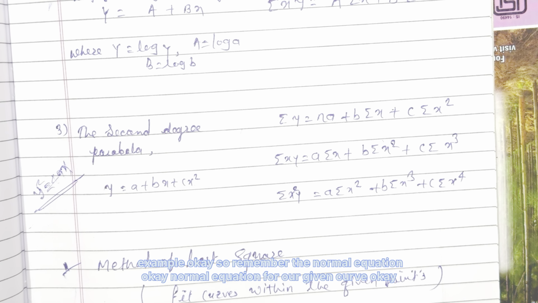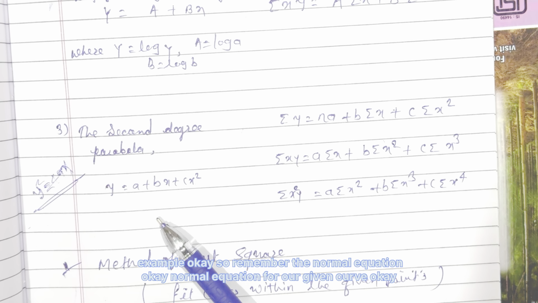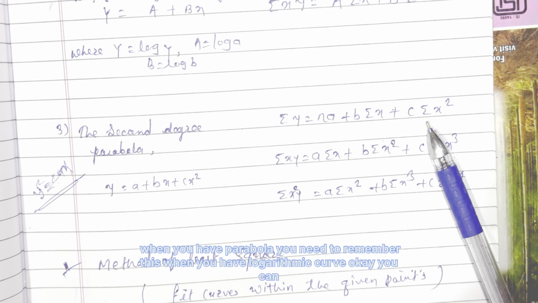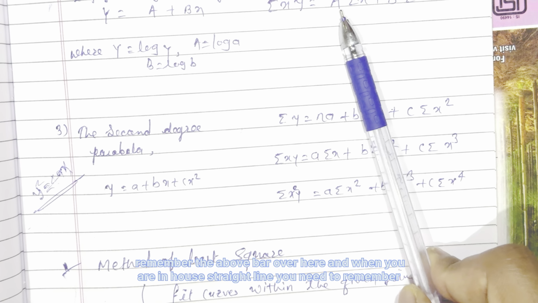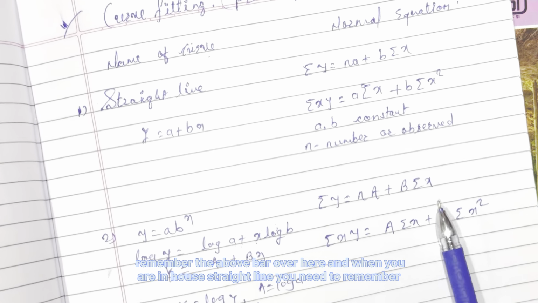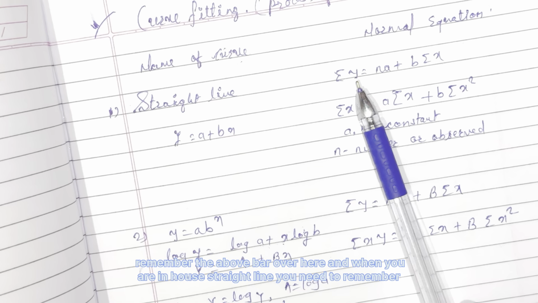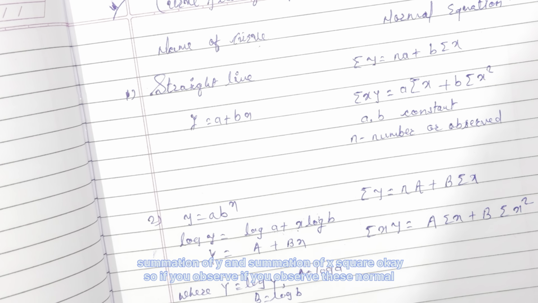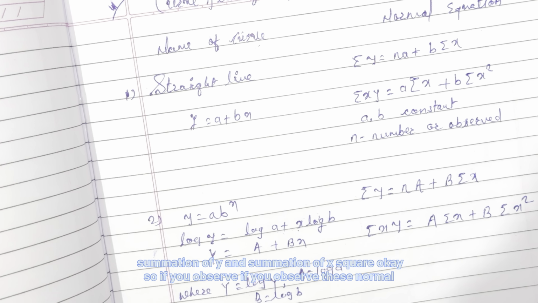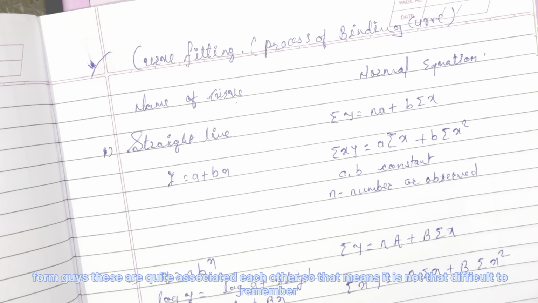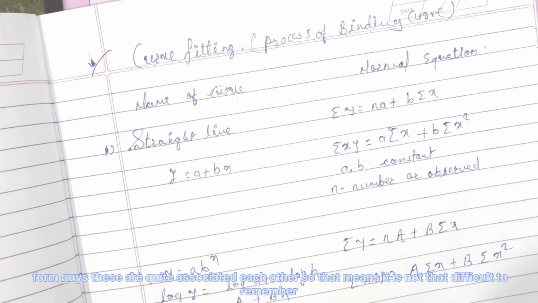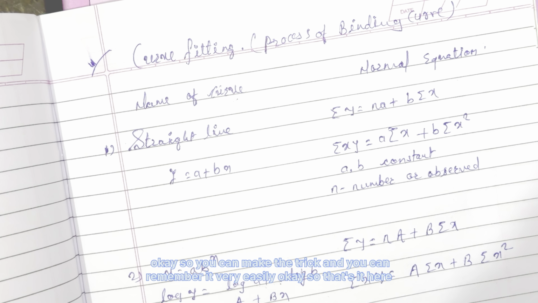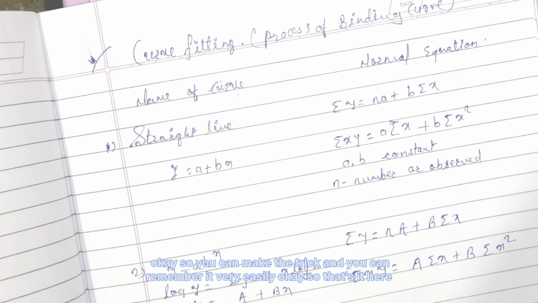So remember the normal equations for our given curve. When you have a parabola you need to remember this. When you have the exponential curve, you can remember the above part, and whenever you have a straight line you need to remember summation of y and summation of xy. If you observe these normal equations, guys, they are quite associated with each other, so it is not that difficult to remember. You can make a trick and remember it very easily.